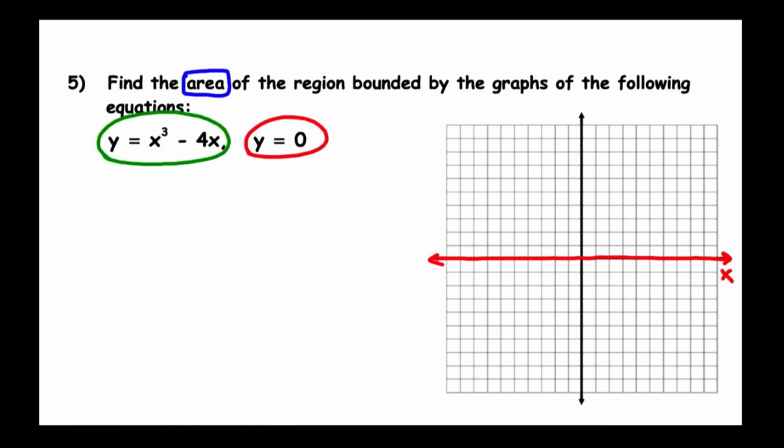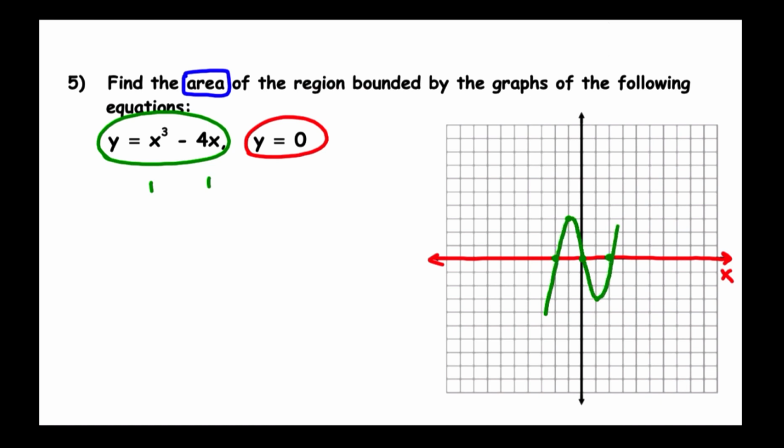I know that that green x to the third minus 4x graph, I know it goes through 0, 0. I also know that it goes through 2, 0, because if you plug a 2 in, you get 8 minus 8. It also goes through negative 2, 0. Just for fun, if you plug a 1 in, I just want to get a good looking graph. You get 1 minus 4, that's negative 3. This is an odd function, so it'll have origin symmetry. All right, that's good enough. Here's my graph.